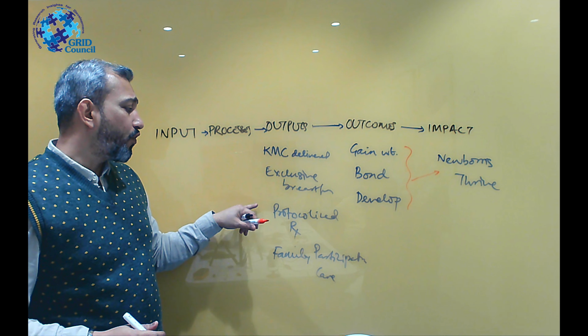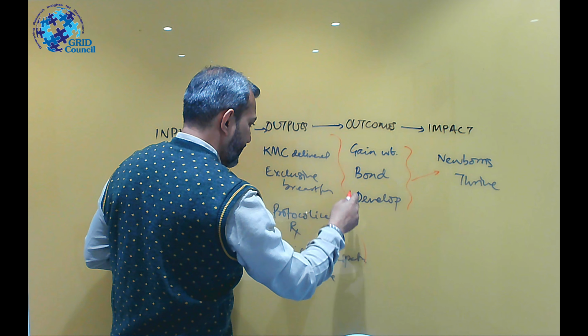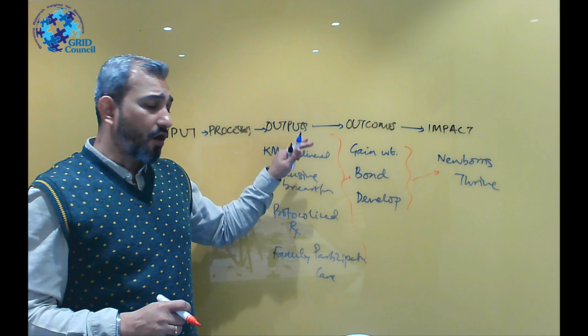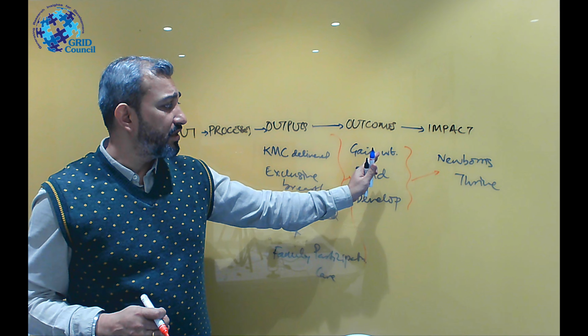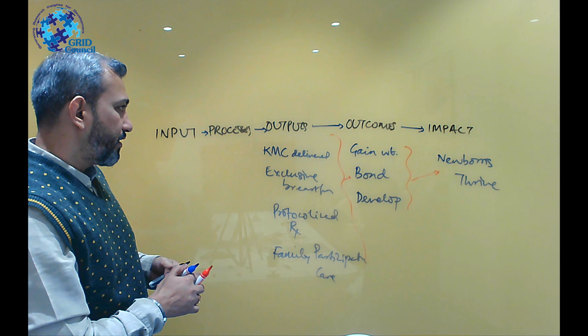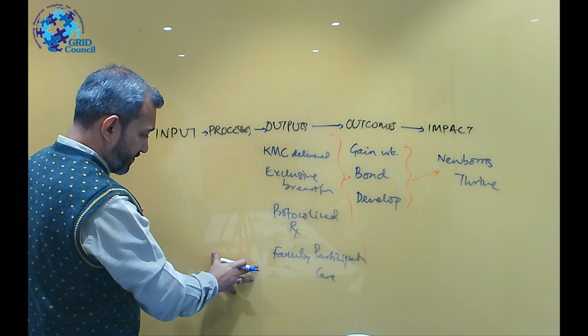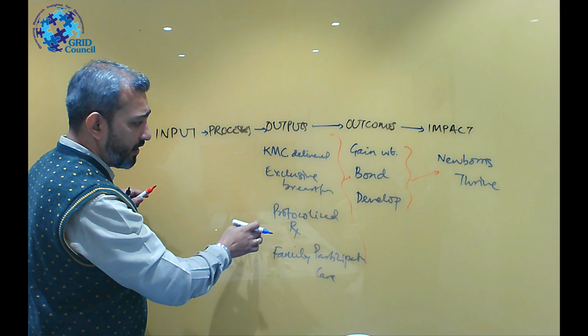If I achieve these four outputs, I can say that eventually these will lead to these three outcomes. So these four or five outputs in the immediate term could lead to, in the short to medium term, these three outcomes, which in the longer term would link to the impact. To achieve these, KMC being delivered, exclusive breastfeeding, protocolized treatment, family participatory care, there have to be some processes that need to be done.